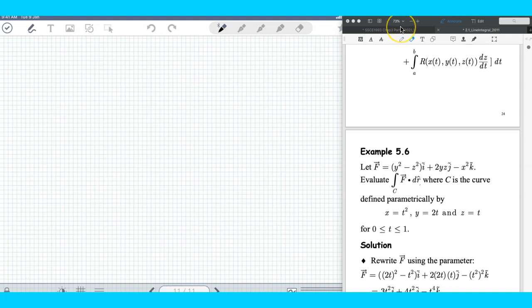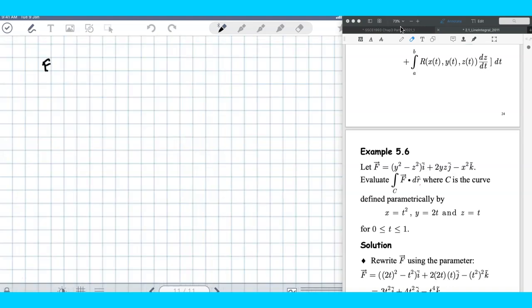Okay, so example 1 for the line integral, if you are given a vector field. The vector field given is y squared minus z squared, and then 2yz minus x squared. Okay, so f dot dr. So what is dr?